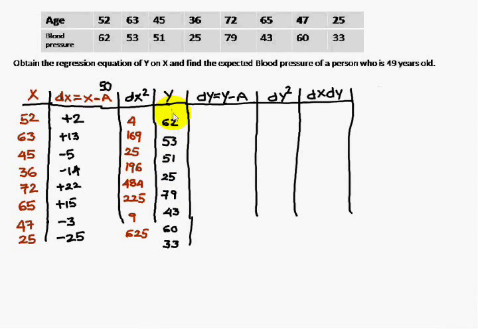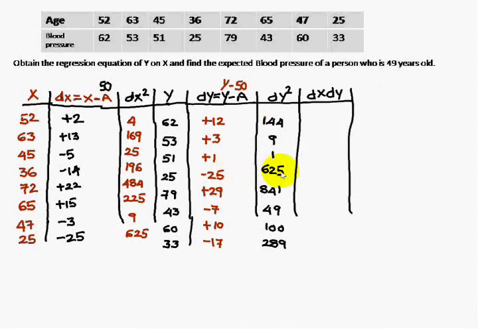Similarly, I have written the y values, which are the blood pressure values. Now dy is equal to y minus assumed mean. The assumed mean I am considering as 50; you can consider whatever you like. 62 minus 50 is plus 12, 53 minus 50 is plus 3, and so on. 33 minus 50 is minus 17. Similarly, dy square: 144, 9, 1, 625, and 17 whole square is 289.